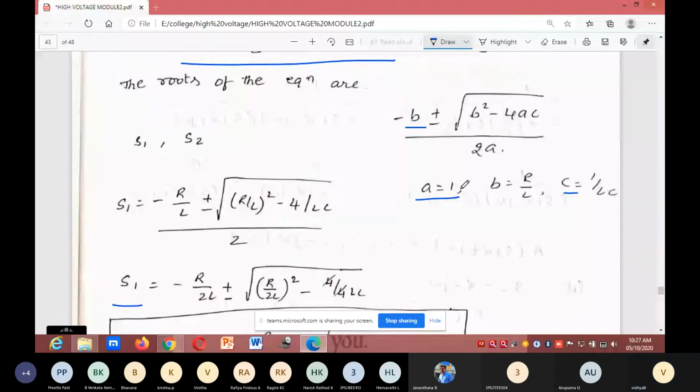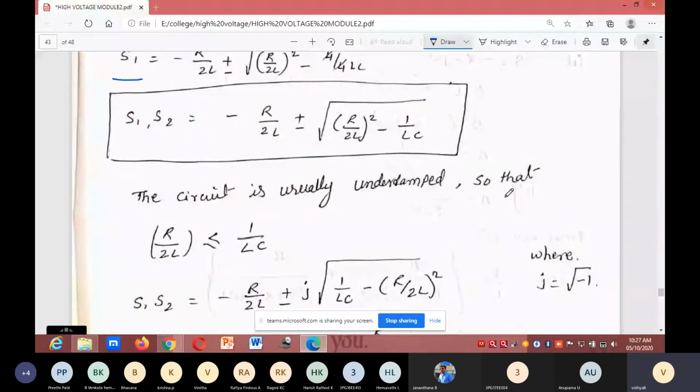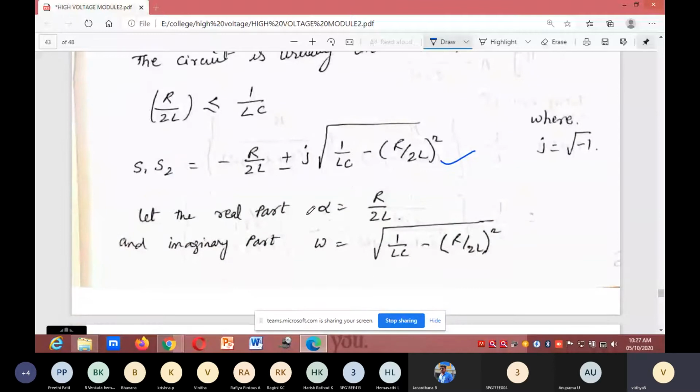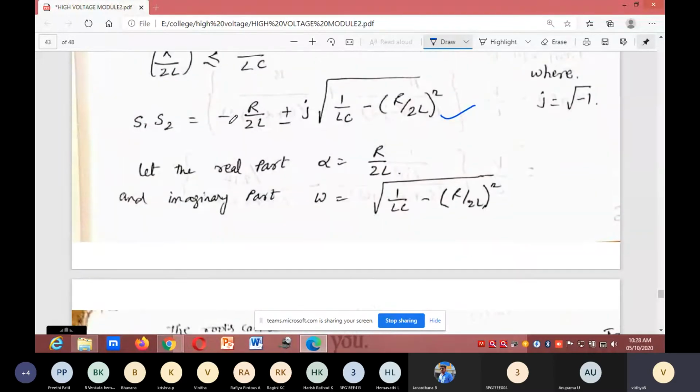The circuit is usually underdamped, so that R divided by 2L is less than 1 divided by the square root of LC. So replace this one, interchange here, and you will get this equation. Let the real part alpha is equal to R divided by 2L and omega is equal to square root of 1 divided by LC minus R divided by 2L whole square. This one is the real part, alpha, and this one is the imaginary part.